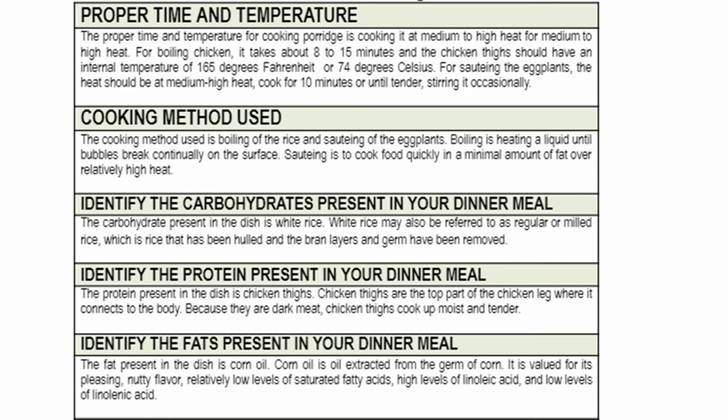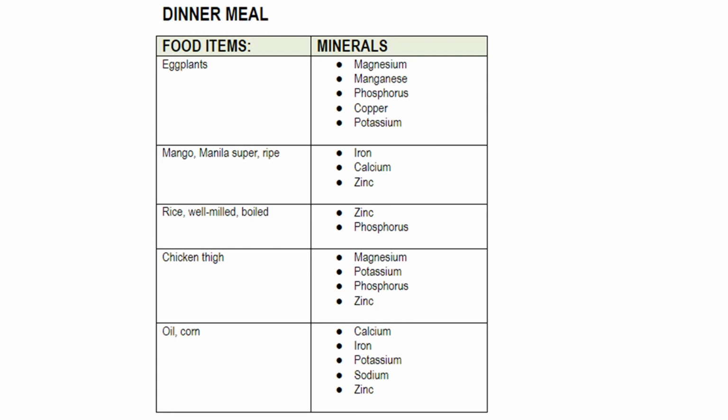There is a process of digestion of carbohydrates, protein, and fats in the meal. Now there are many minerals present in the meal. Eggplants have magnesium, manganese, phosphorus, copper, and potassium. Mango has iron, calcium, and zinc. Rice has zinc and phosphorus. Chicken has magnesium, potassium, phosphorus, and zinc. And corn oil has calcium, iron, potassium, sodium, and zinc.